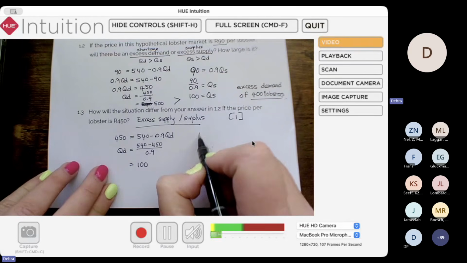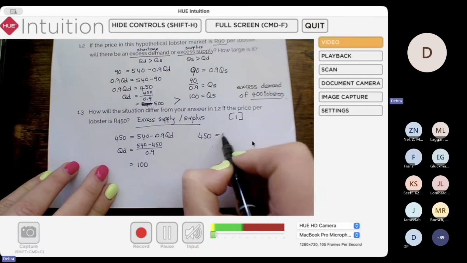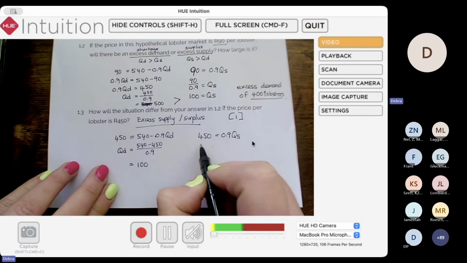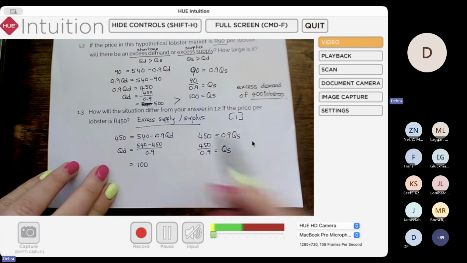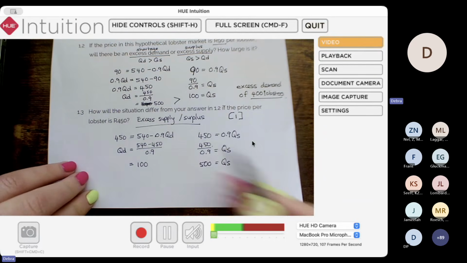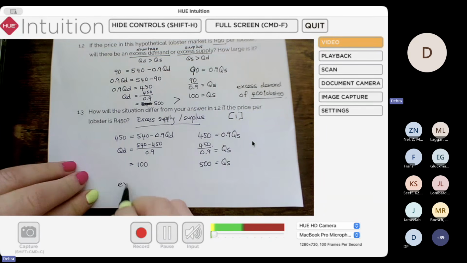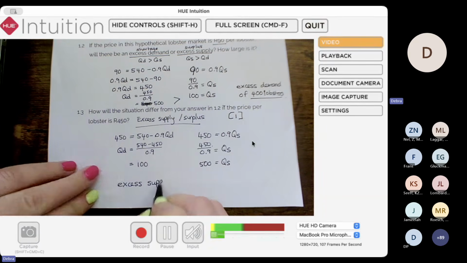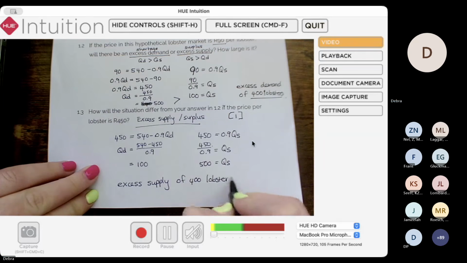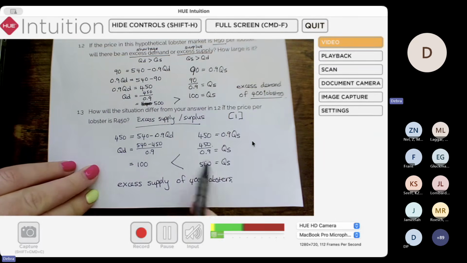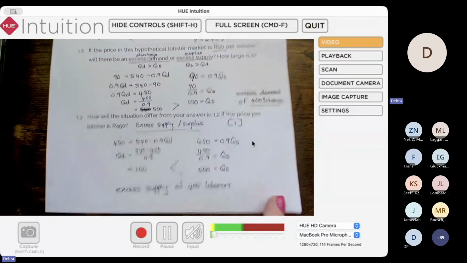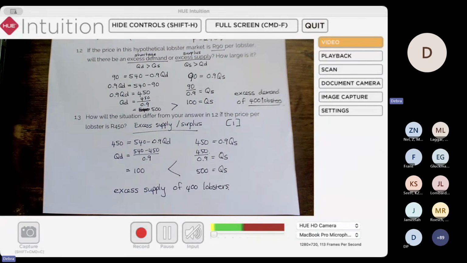And now with the supply, 450 is equal to 0.9 QS. And so 450 divided by 0.9 is the quantity supplied. And that's exactly what we had here. And so the quantity supplied is 500. So now we have exactly the reverse situation. We now have an excess supply of 400 lobsters, because now the quantity supplied exceeds the quantity demanded, which indicates a surplus.